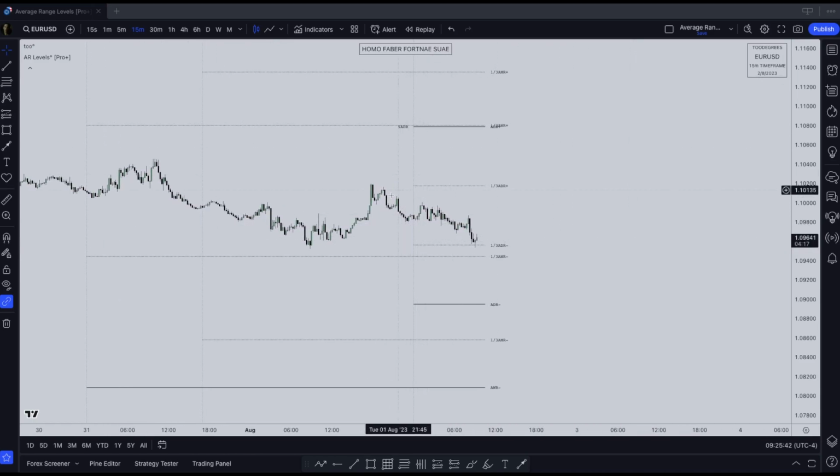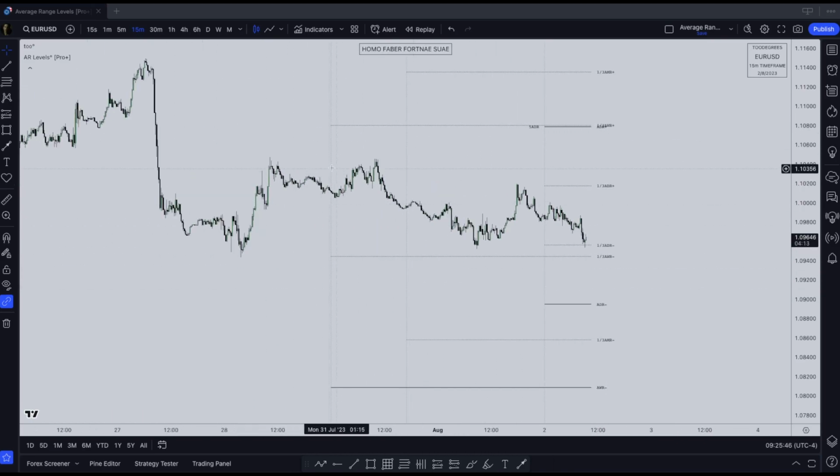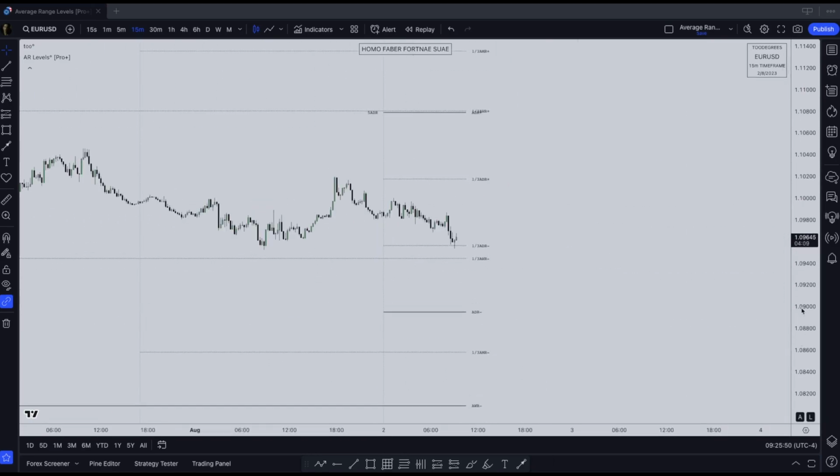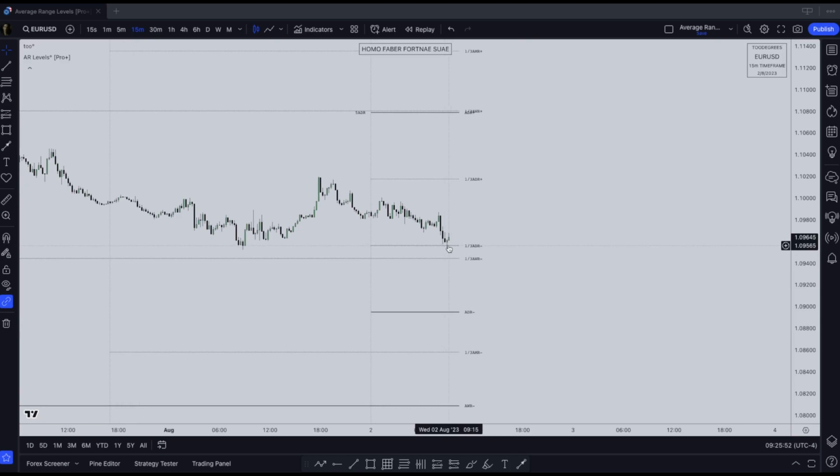Again, this tool should be used for confluence. Using it on its own is quite difficult if you don't have a clear liquidity in mind. In this specific case, for example, we can see how although we just hit the 1/3 ADR level, so the daily level, we're pretty close to the weekly level as well. So I wouldn't be surprised to see the weekly level also offer some sort of a rejection.